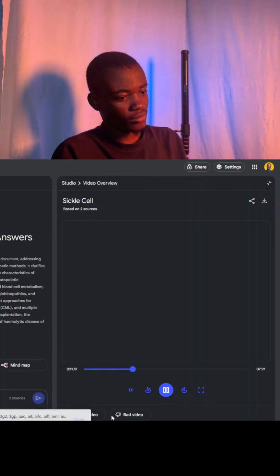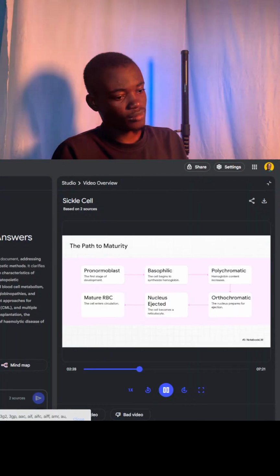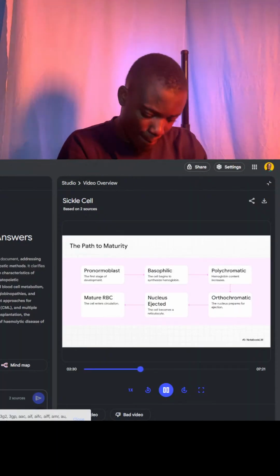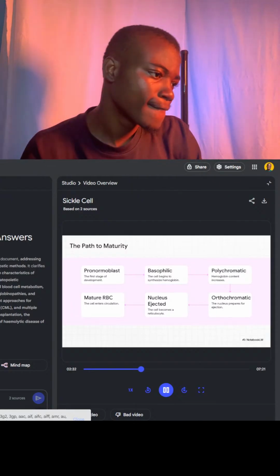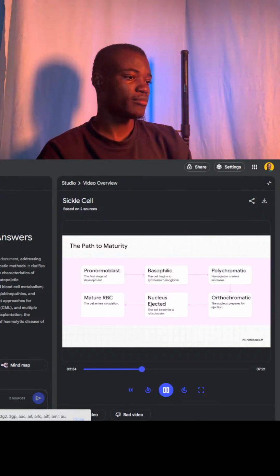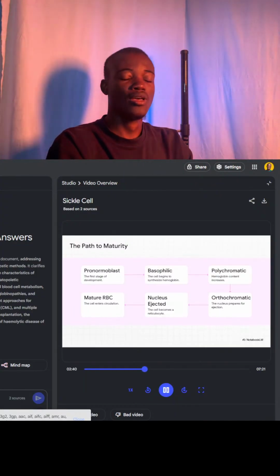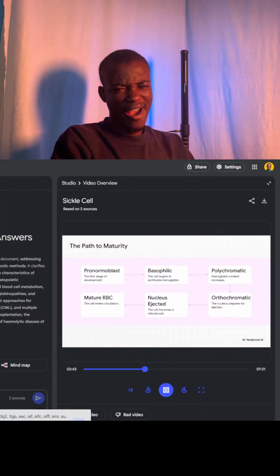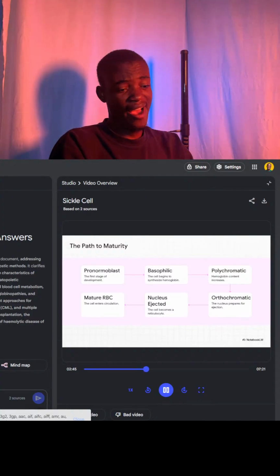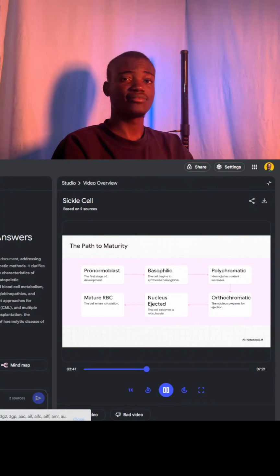And this path to maturity is unbelievably precise. The cell starts out as a pronormoblast, and it goes through all these different stages, just packing itself fuller and fuller of hemoglobin. But the most dramatic step? It's right near the end. The cell literally ejects its own nucleus just to make more room for oxygen before it finally squeezes out into the bloodstream ready for its mission.